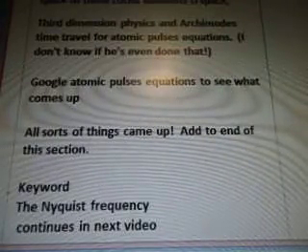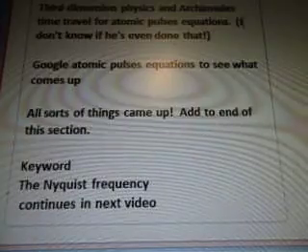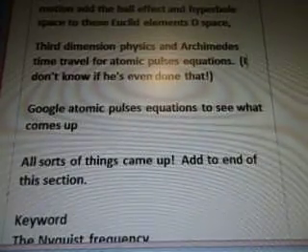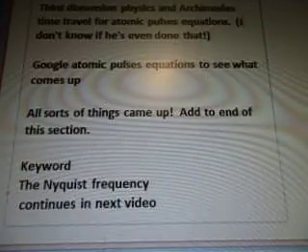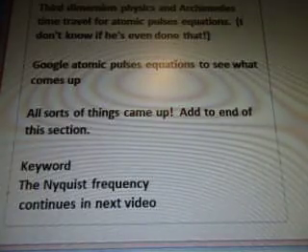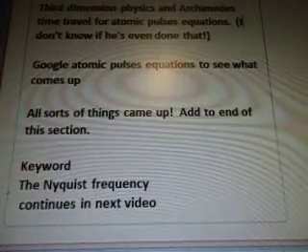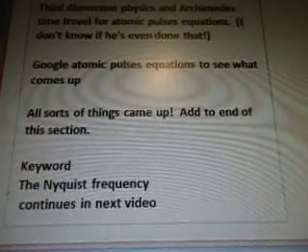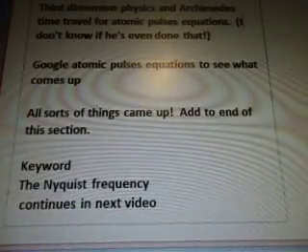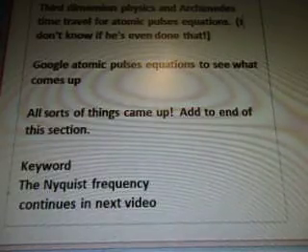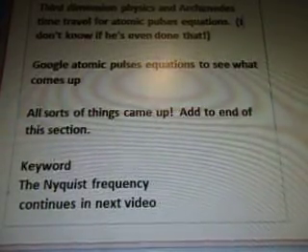In this guy's blog, he's talking about his experiments. So I'm going to Google atomic pulses equations to see what comes up. All sorts of things came up. Add to the end of this section, keyword Nyquist frequency continues in the next video. So I'm just continuing with the PDF file, and then I'm going to get to the atomic pulse equations. There's over 20 videos with it, maybe more, just so you know.